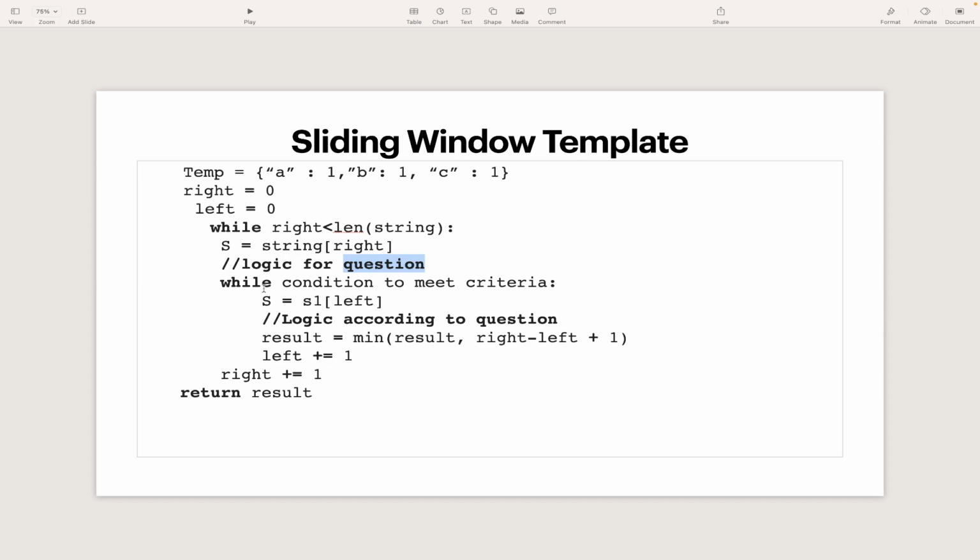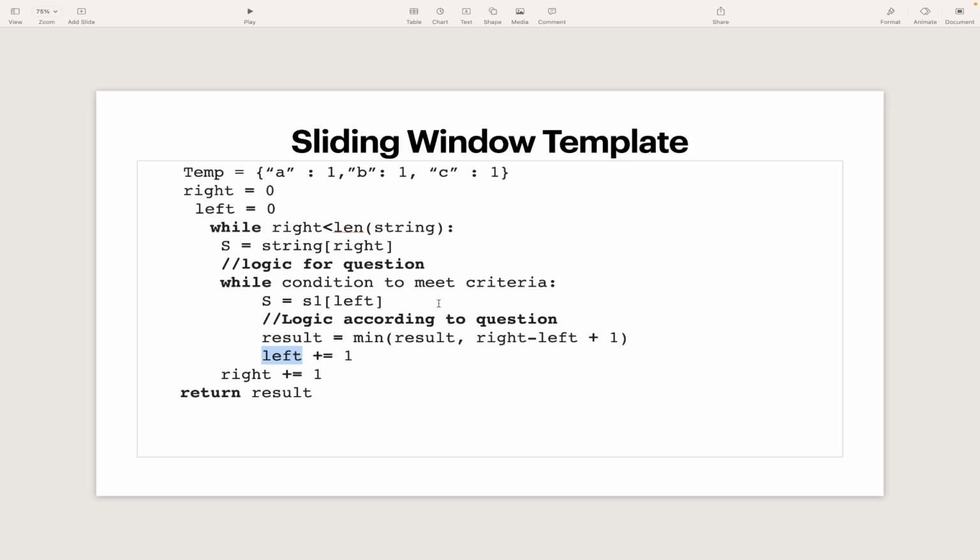Okay, and then next we have to move the left pointer once we find the right condition is met. Until we find it, we'll keep moving the right pointer. Once we find it, we'll now keep moving the left pointer. So we'll see what the condition is. If the condition is met, the criteria is satisfied, then we'll move the left pointer. We take out the s, we apply the logic, and then for the minimum string, we'll check what the minimum length is. But this can vary depending on the question, and keep moving the left pointer until we find the minimum length for this example.